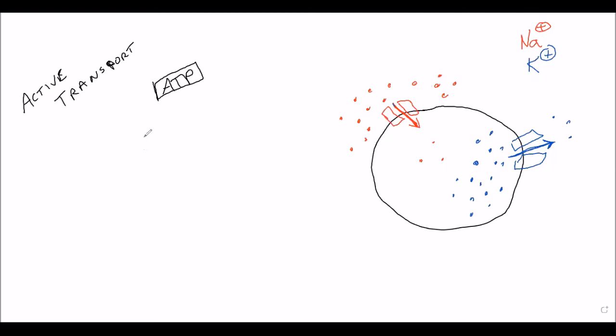And we have something called the sodium potassium pump. It's also referred to as the ATPase pump, because ATP is used for this. And what this is, let's see if I can draw this. Let's close here.